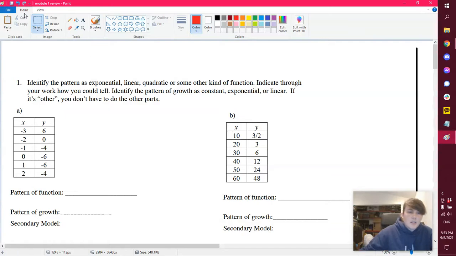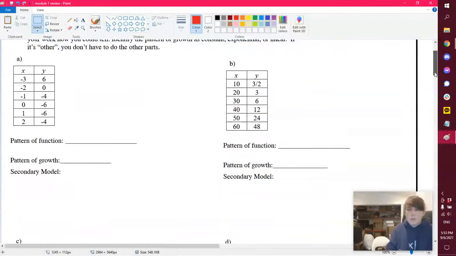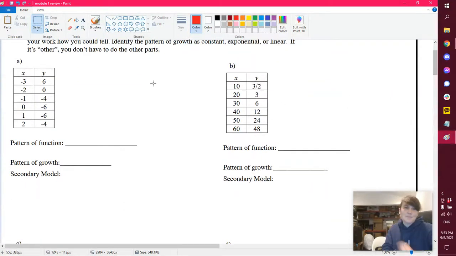Identify the pattern as exponential, linear, or quadratic, or some other kind. Indicate through your work how you can tell. Identify the pattern of growth as constant, exponential, or linear. If it's other, you don't have to do the other parts. And then we'll also do a secondary model on each of these, just like in the test.